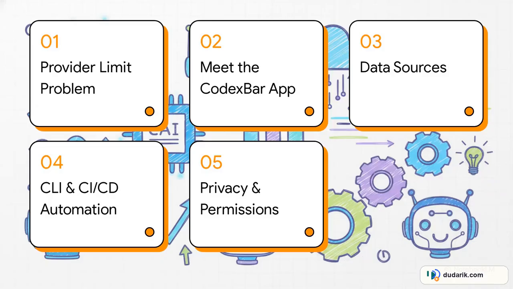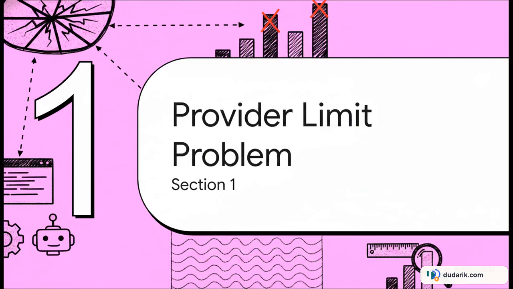Here's our quick roadmap for the explainer today. First, we'll look at the AI provider limit problem. Then, we'll officially meet the CodexBar app. Third, we're going to peek under the hood at its data sources. Fourth, we'll check out its CLI and CI/CD automation capabilities. And finally, we'll wrap up with privacy and system permissions. So, starting us off with Section 1, the AI provider limit problem.